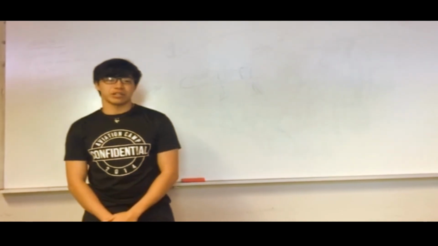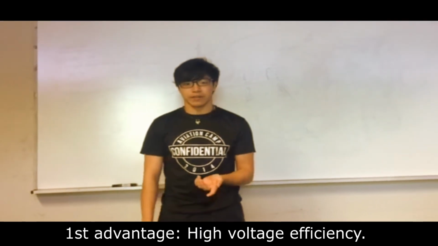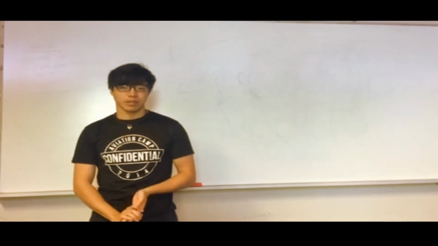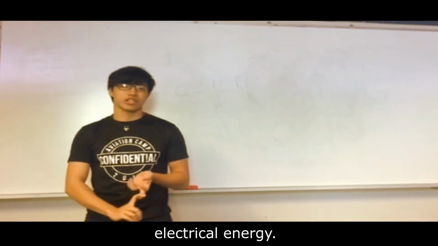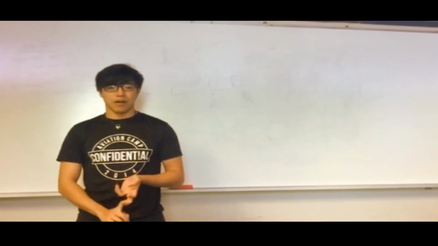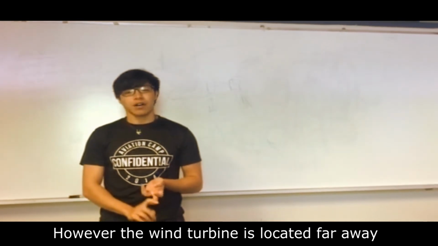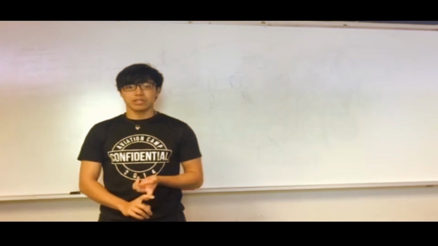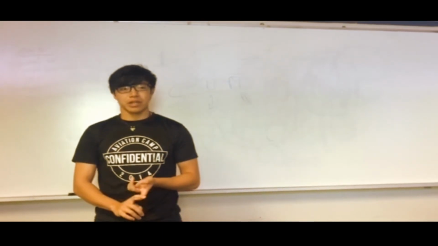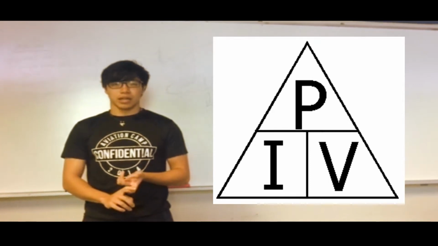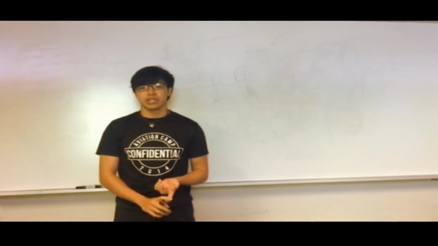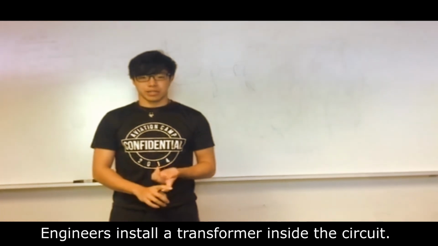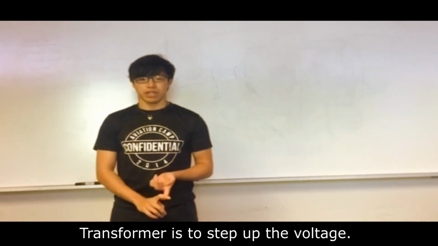For the advantages of an AC generator, there are 2 advantages. The first advantage is that it has high voltage efficiency. We obtain our power from a power source, for example, a wind turbine. Like what Yong Quan said, the wind turbine converts kinetic energy to electrical energy, and the electrical energy is sent to our house. However, the wind turbine is located far away from our house. Therefore, the current will decrease, and hence, by using the formula P equals IV, the electrical power will decrease. Therefore, to solve this, engineers install a transformer inside the circuit. The transformer is to step up the voltage.